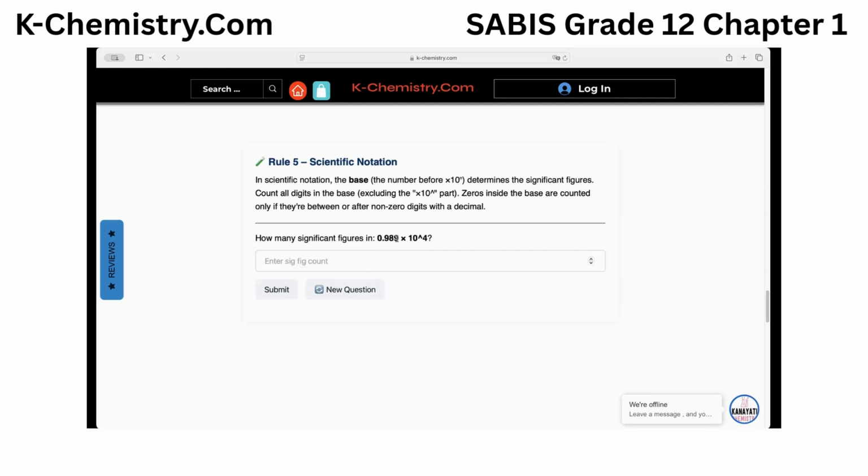If here I have 0.123, this 0 is on the left, not countable. So I have 3 significant figures. One more is 6.31. So there are 3 significant figures. The last thing is exact numbers. How can I find the significant figures for an exact number? It's an infinite number.